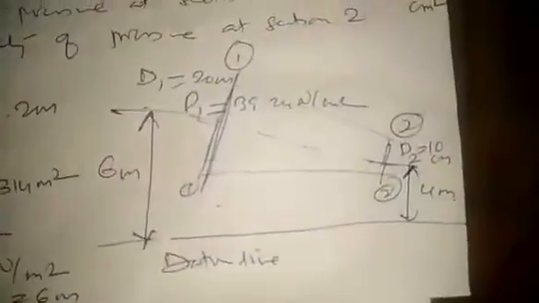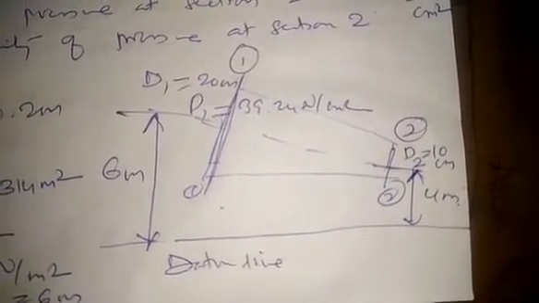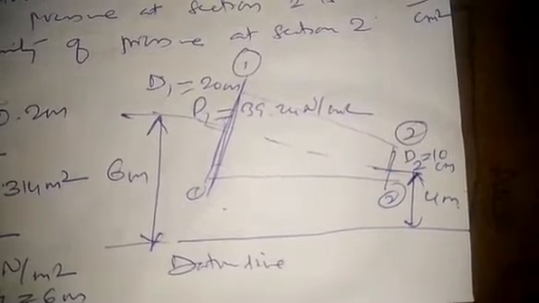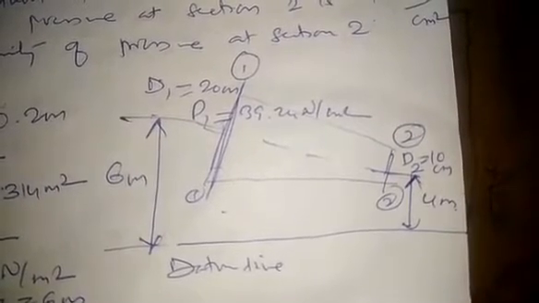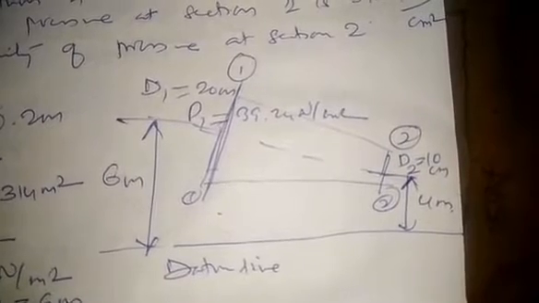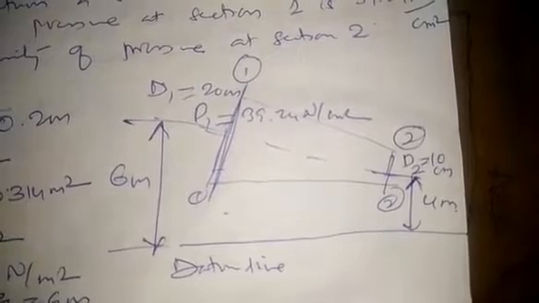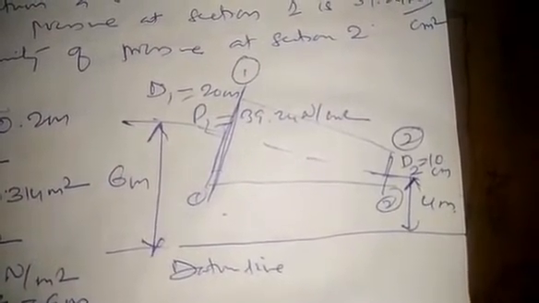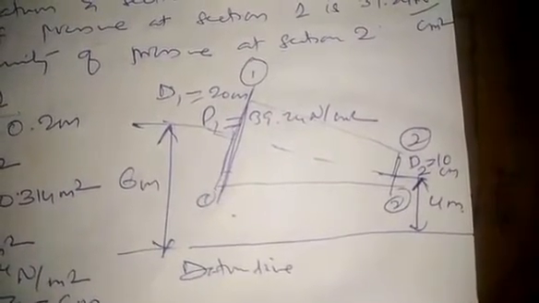We can see the diagram here. So this is the datum line, reference line. Then from the reference line you can see section 1, it is 6 meter above the datum. Section 2 is 4 meter above the datum. Section 1 is indicated by 1-1, section 2 is indicated by 2-2. Diameter of section 1 is 20 centimeter, and section 2 is 10 centimeter. And pressure at section 1 is given, it is 39.24 Newton per centimeter square. So this is a diagram based on the data.